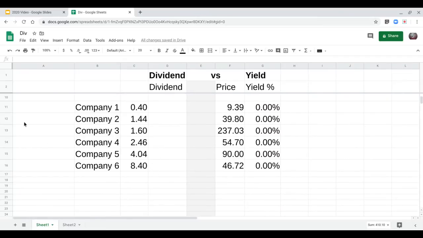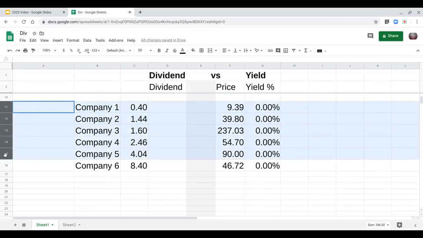Here we have 6 companies. These are real companies and real numbers. I pulled these as of the close of last business day.